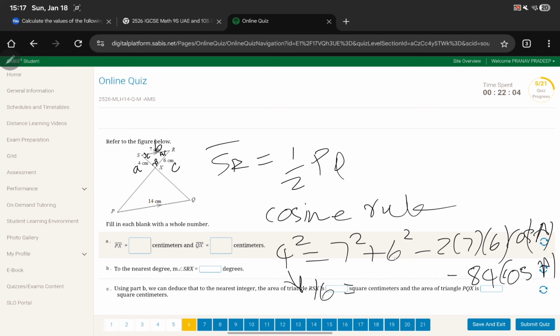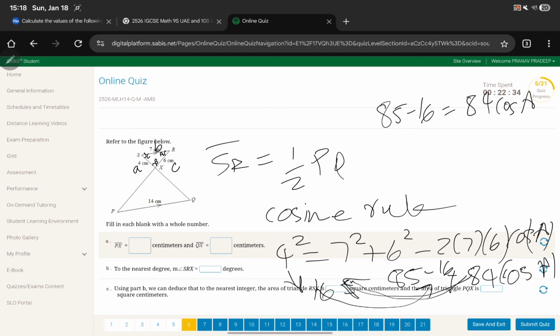It's 85. Now we figured out 16. So if you just shuffle the values, it's going to be 85 minus 16 equals positive 84 cos A. I hope you got that, because if you put this on the side, it's going to turn positive, and bring this here, it's going to be minus 16. Now be careful, you can't just subtract 85 and 84, because 84 belongs to this, and you're multiplying negative 84 with cos A.